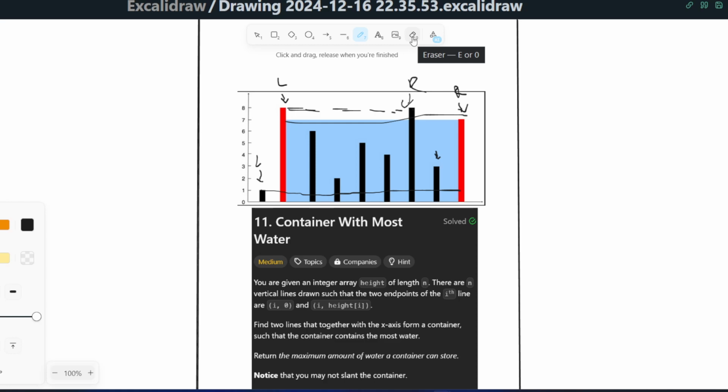And yeah, that's basically the idea. So you just use a two-pointer approach and you move them inwards while keeping track of the global max.